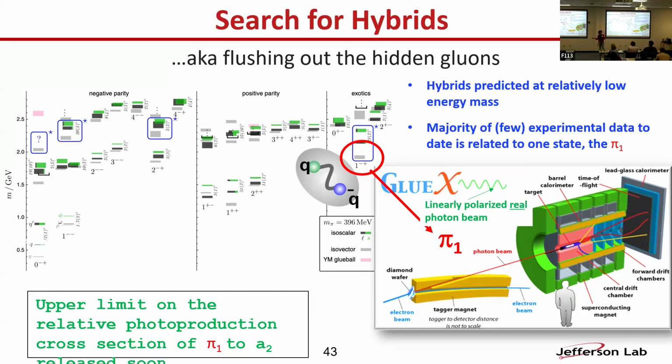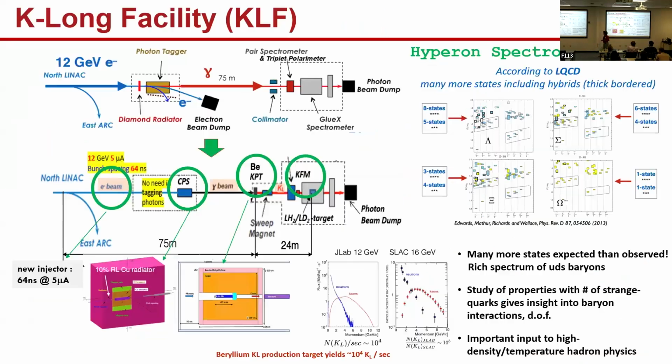After many years of analysis and cross-checks, we are now ready to release the paper about the upper limit of the cross-section of this pi1. But we also, as I said, want to have a kaon facility, a kaon beam.